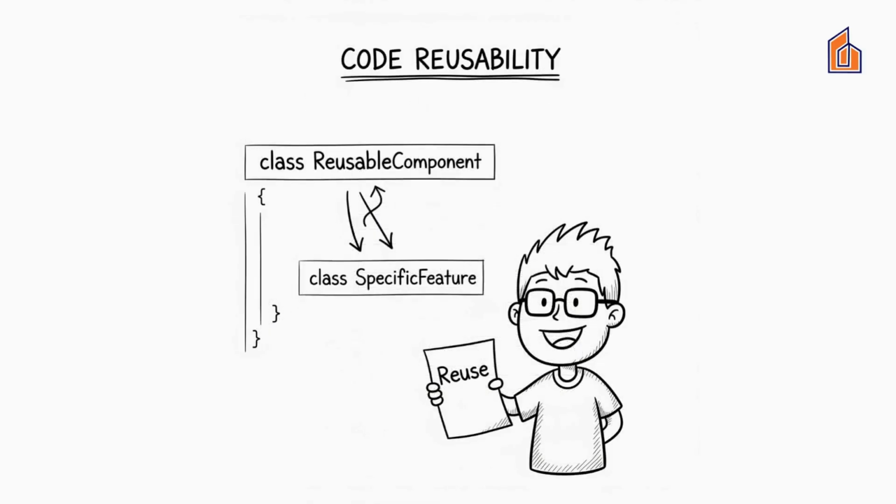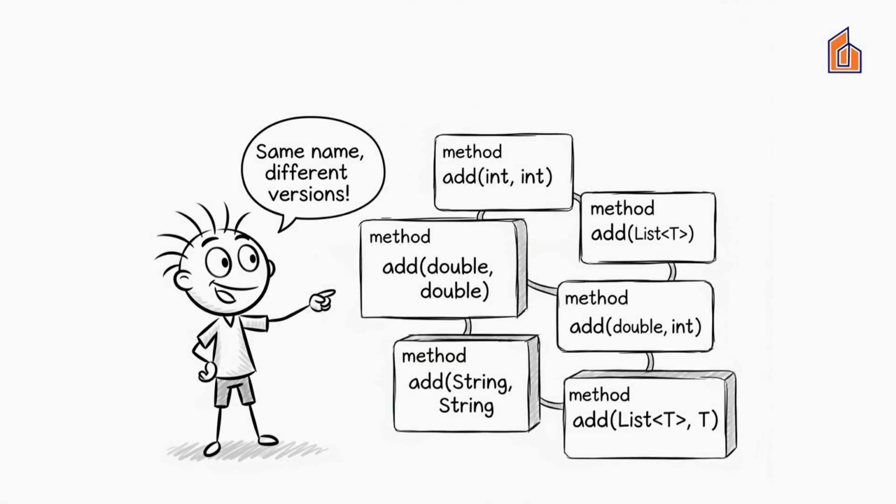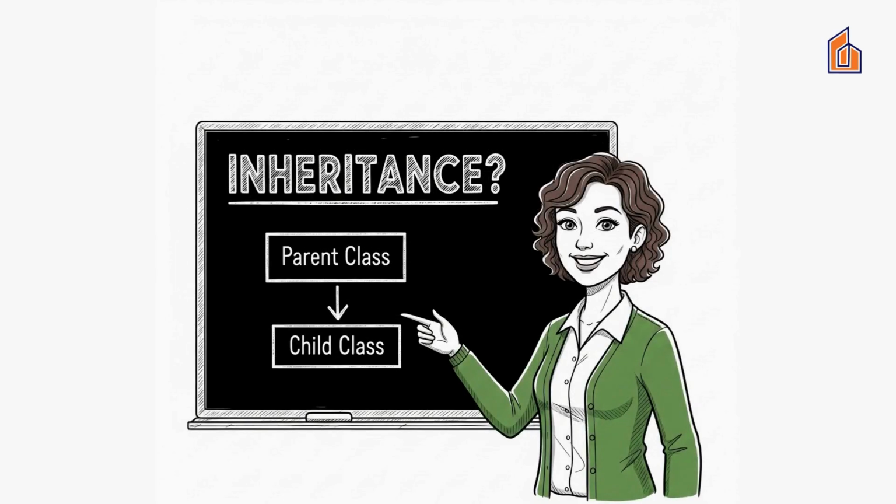By the end of this video, you will understand how code reusability works, how parent-child class relationships are built, and how Java handles multiple versions of a method. Let's get started. Now, what is inheritance?